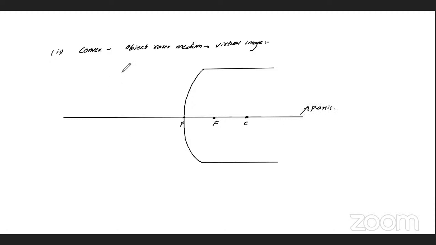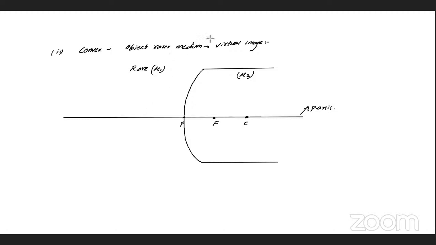Now I'll take an object. This is your rarer medium, and I'll take this as mu1. The denser medium, I'll take as mu2. So let's see the light ray. Remember, here we are going to discuss the virtual image. When discussing the virtual image, try to understand that it should be closer to your pole. Remember, it should be closer to your pole, and the virtual image should be formed in front of your mirror. Within the mirror, it is real; in front of the mirror, it is virtual.